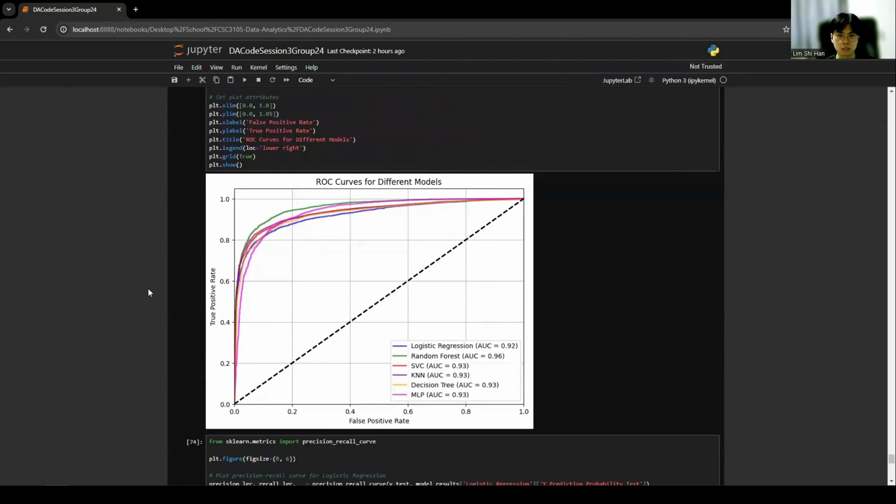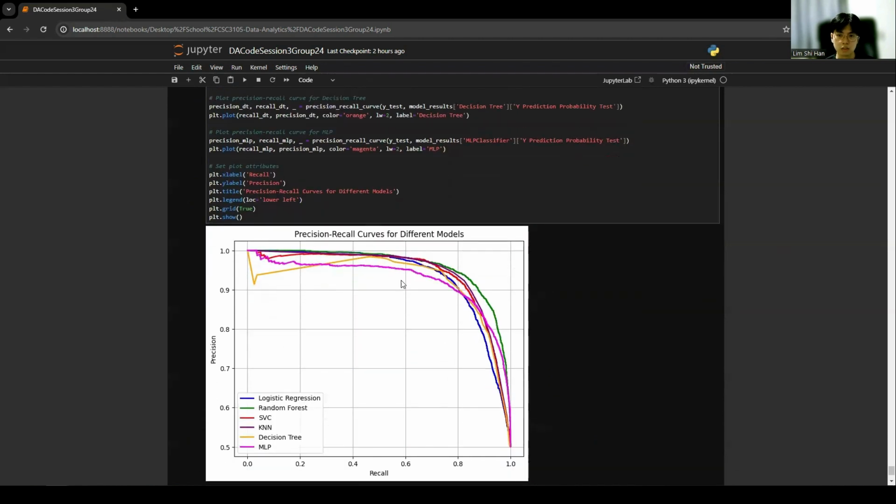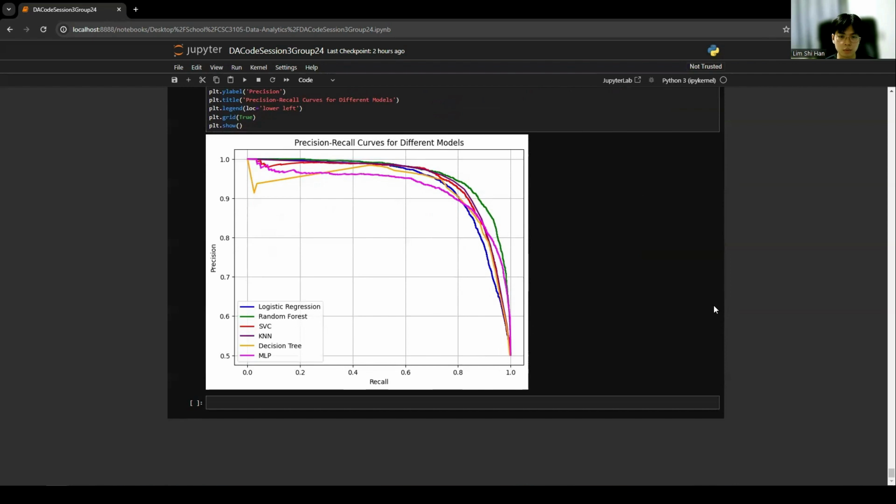Finally, we did an ROC curve. This is to see whether the model had fit the optimal curve. In this case, random forest did pretty well, almost achieving a perfect curve. We did the same for the precision and recall score to see how well we did, and it also achieved almost a perfect curve. Thus, we can assume that random forest is our best model, and we'll be using that as our classifier. Thank you.